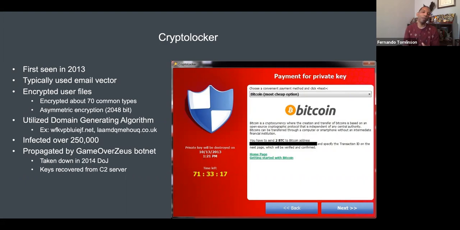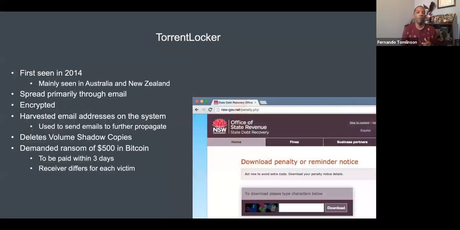Now, this thing propagated over the Game Over Zeus botnet, but it was taken down just about a year or some change later by the DOJ, and those keys were recovered. But we noticed that this one is starting to talk about Bitcoin. And we'll start to see that common theme throughout.